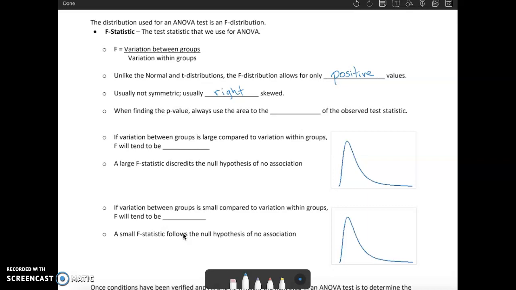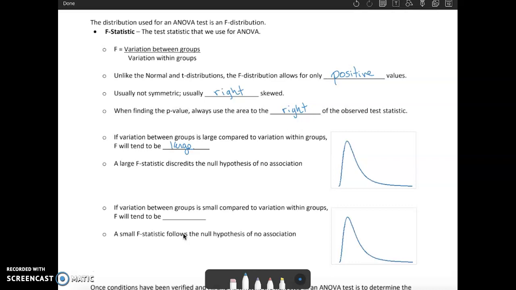When you're finding the p-value, you always use the area to the right of the observed test statistic. So there is no option for above or below in these because there's no negativity. It's always just to the right. If the variation between the groups, so that's your numerator, is large compared to the variation within the groups, then F will tend to be large, because that gives you a larger numerator and a smaller denominator, and that makes a large value overall.